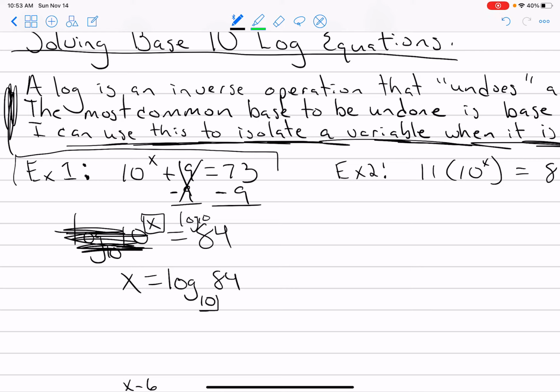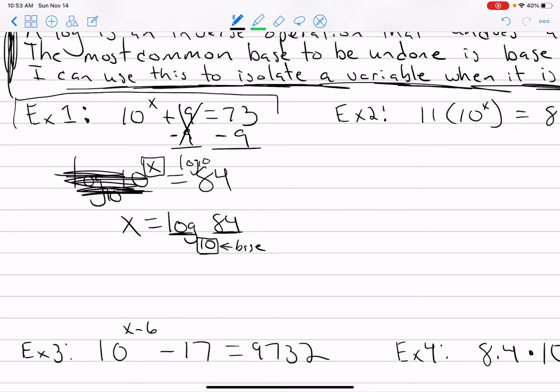Notice how I wrote this. The log base 10 is at the bottom, small, clearly at the bottom. 84 is right on the same line with the log. You want to pay attention to those details and write it in the same way. So I have x equals whatever the log base 10 of 84 is.